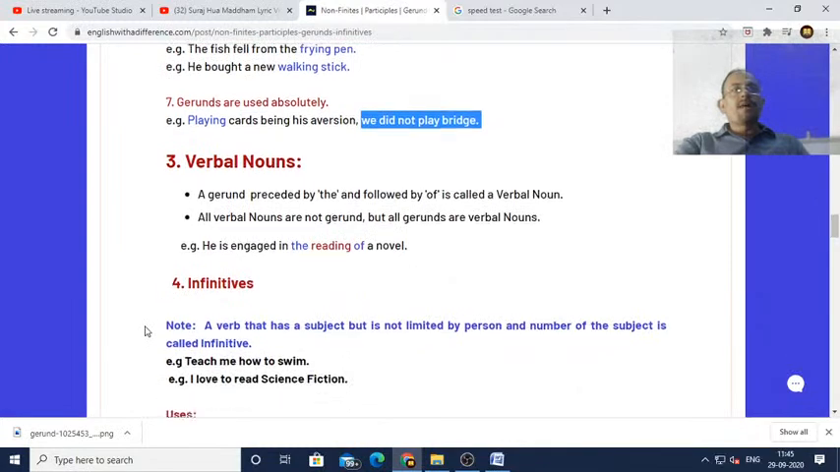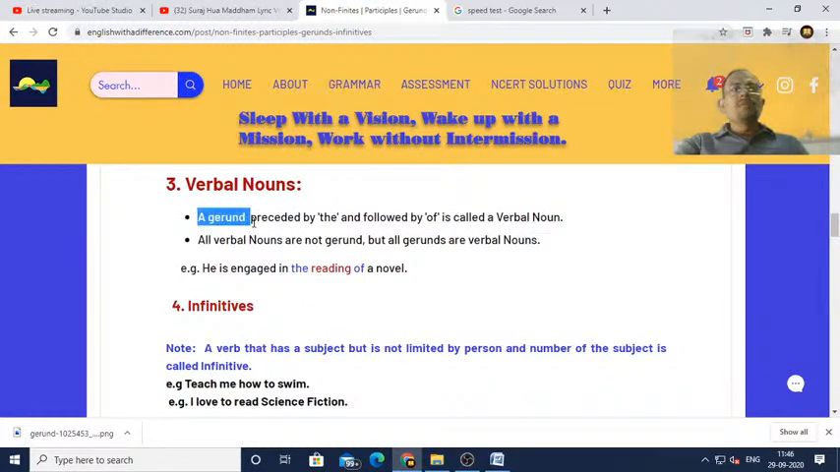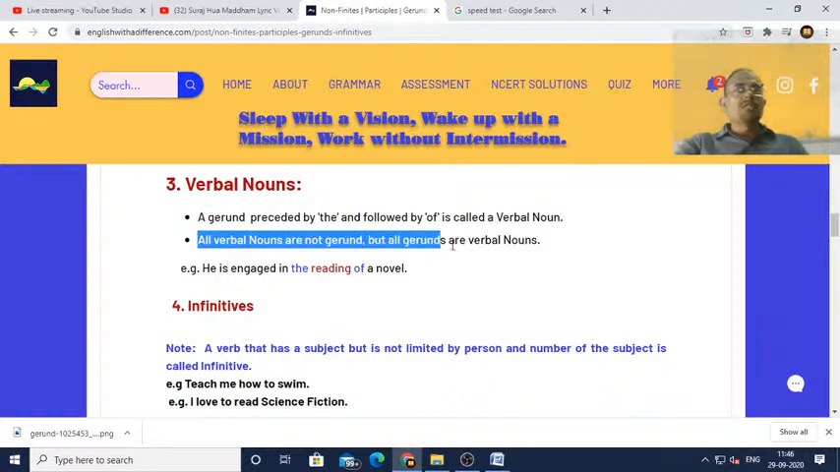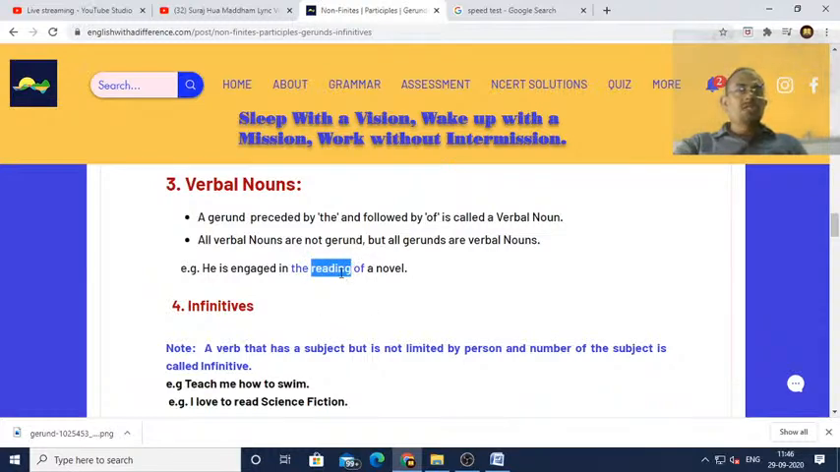Now, dear students, verbal nouns. What are verbal nouns? A gerund preceded by the and followed by of is called a verbal noun. All verbal nouns are not gerunds, but all gerunds are verbal nouns. For example, "He is engaged in the reading of a novel." Here reading is -ing, it is a gerund, and whenever a gerund is preceded by the article the and followed by of, this particular -ing form of the verb is called a verbal noun. Always remember, a gerund preceded by the and followed by of is called a verbal noun.